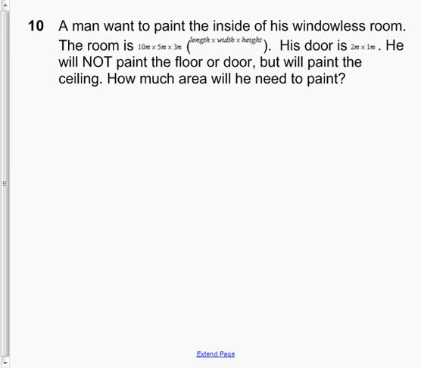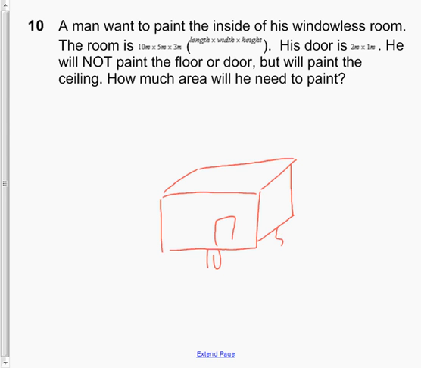Oh, this is interesting. So a man wants to paint the inside of his room. Okay, so I'm going to draw his room. And there's the door. The room is 10 meters by 5 meters by 3 meters. Does everyone agree with my drawing so far? Okay. So he's not going to paint the floor, and this is 2 by 1, the door. But he will paint the ceiling. So what are the dimensions of the ceiling? It is 10 by 5. So this is 5 here, so this is 5 here.